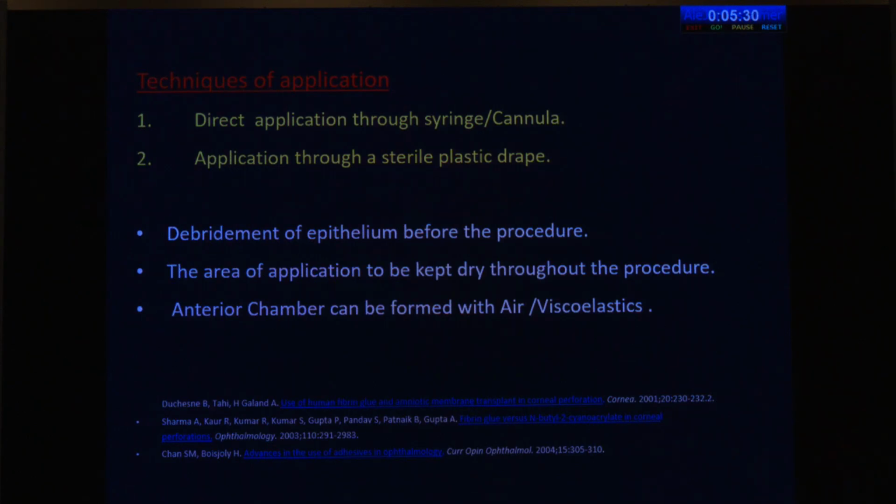Two very important points that have to be kept in mind are that debridement of adjacent epithelium has to be done and the area of application has to be kept dry throughout the procedure so that the glue holds well. Anterior chamber, whenever required, can be formed with air or viscoelastics. Especially it is useful in cases where the aqueous keeps oozing out and we are not able to apply the glue. In such cases, we can just put an air bubble into the AC, which helps to temporarily block the aqueous oozing, and then we can go ahead with the glue application.